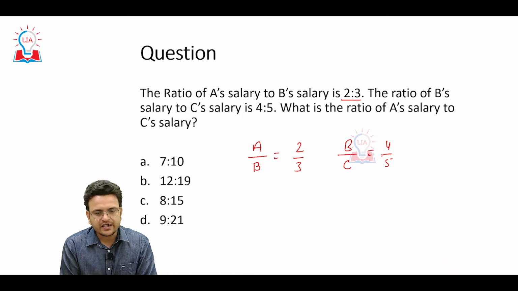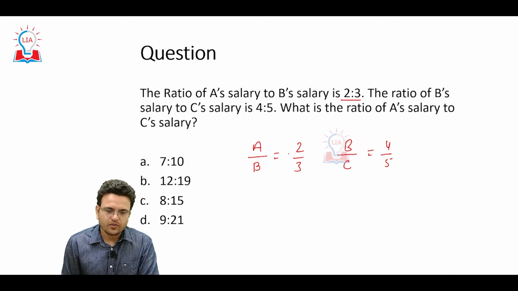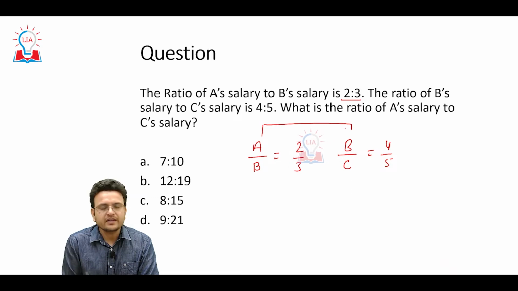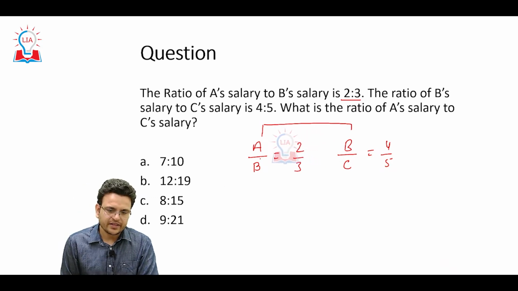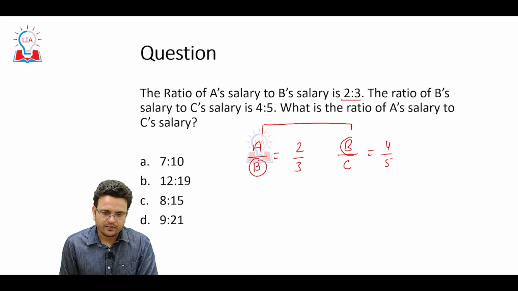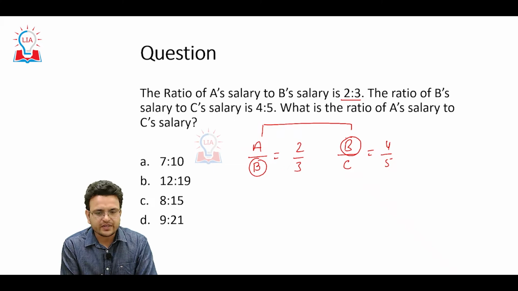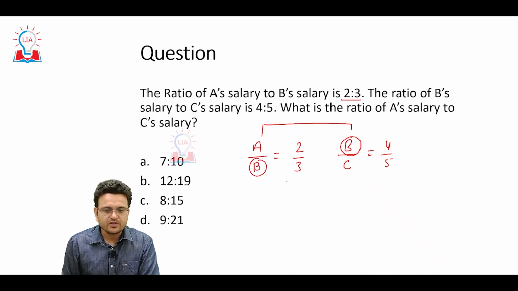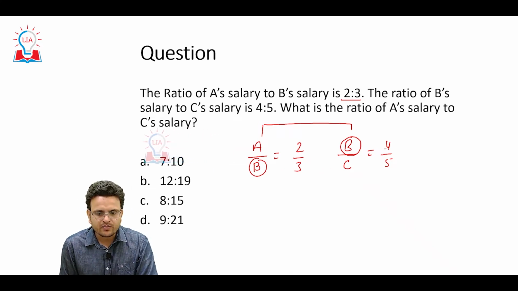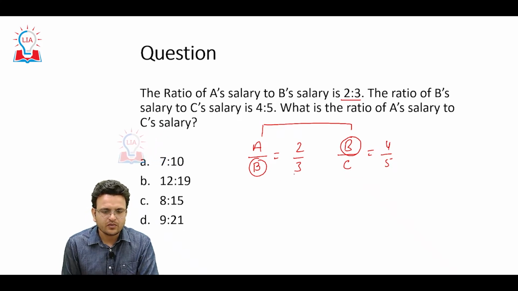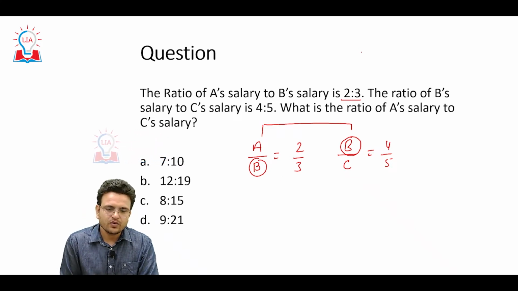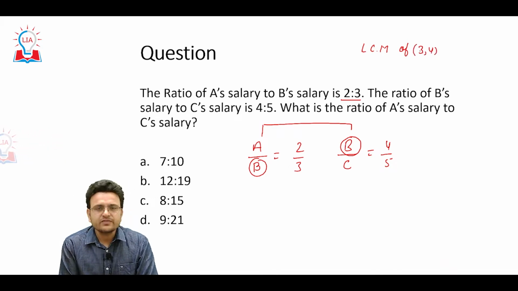Whenever we want to get A's salary to C's, first of all, in the two ratios, we look for the common value. B is the common value between ratio 1 and ratio 2. So we will try to make the B value common. Here the value of B is 3, and here the value of B is 4. The common value will be the LCM of 3 and 4.